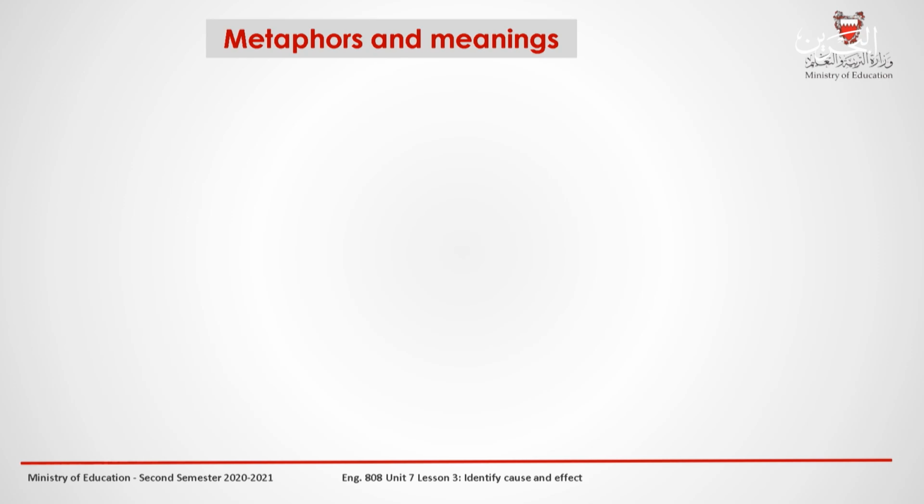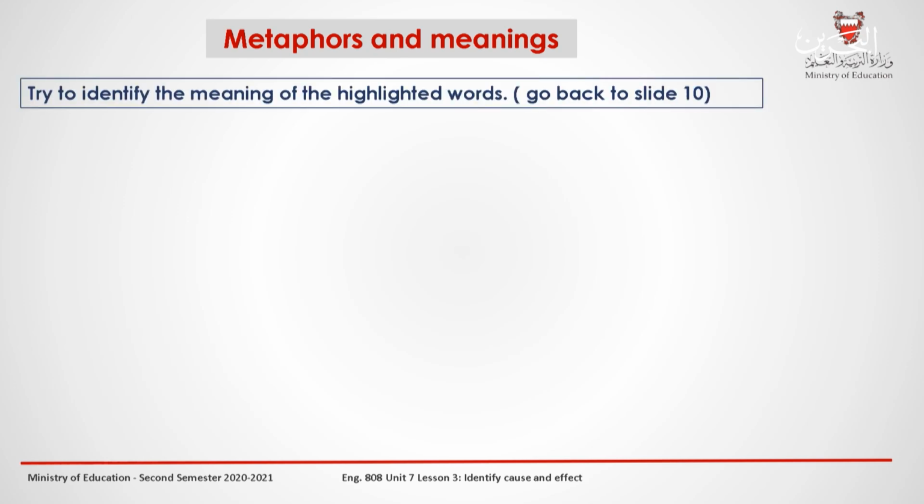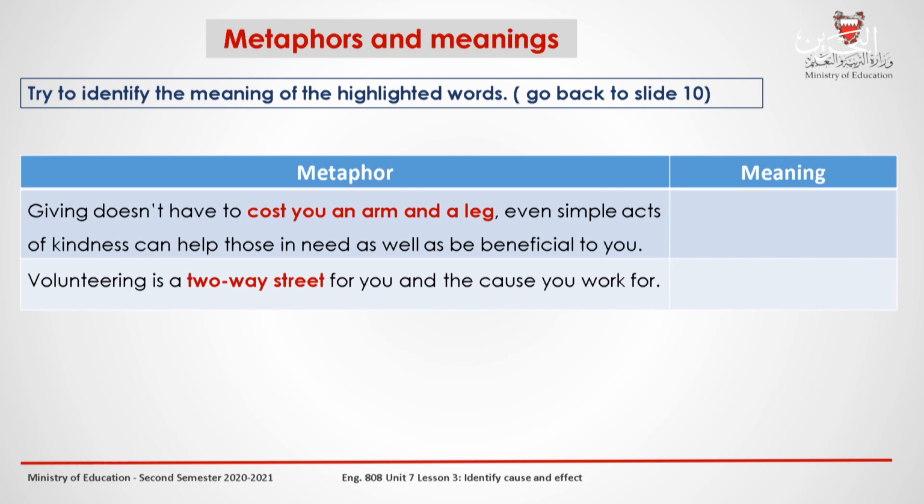Metaphors and meanings. Try to identify the meaning of the highlighted words. You can go back to slide 10. The first sentence, giving doesn't have to cost you an arm and a leg. Even simple acts of kindness can help those in need as well as be beneficial to you. What does cost you an arm and a leg mean? The second sentence, volunteering is a two-way street for you and the cause you work for. What does two-way street mean?